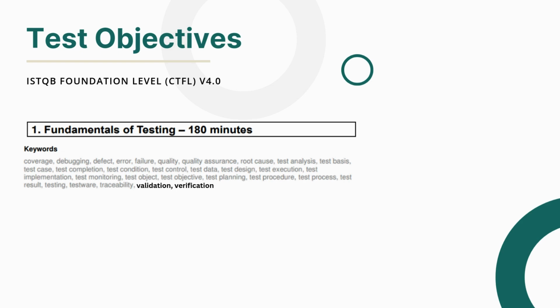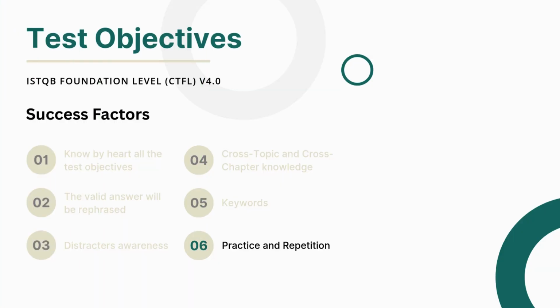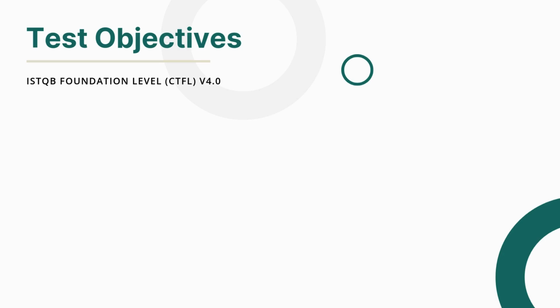Finally, we come to success factor 6. Practice and repetition. Knowing the syllabus and keywords is important, but the key to success in the ISTQB exam is repeated practice. Read the syllabus carefully and make sure you understand each test objective. Practice with sample questions and quizzes to reinforce your knowledge. Repetition helps you recognize rephrased questions, spot distractors, and apply cross-topic knowledge quickly during the exam. Remember, it's not just about memorizing, it's about internalizing concepts so you can identify the correct answer under exam conditions.